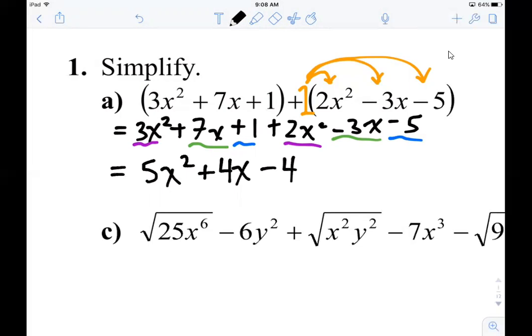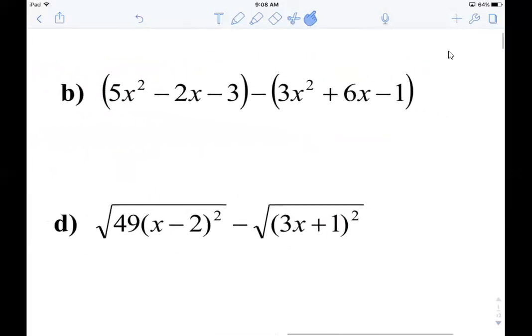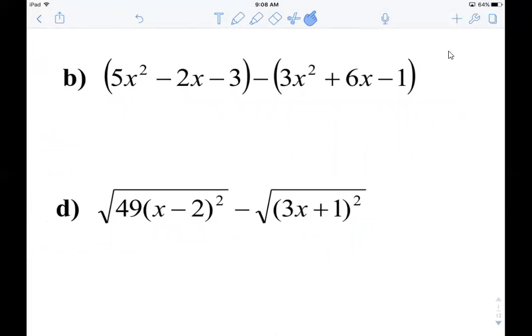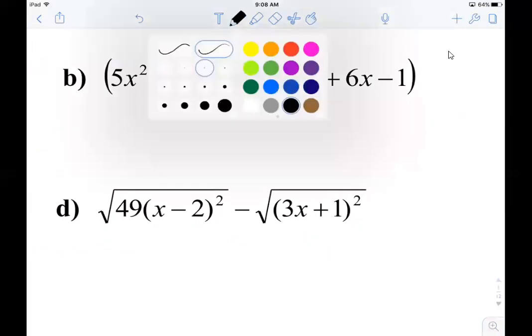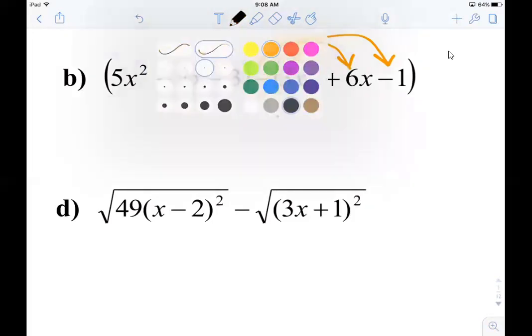So that process hopefully was review for you, and that one is a pretty straightforward example to start with. Let's get slightly more complicated in our second example. So I'll bump over to B here. Now it looks very similar where we've got one big bracket and another big bracket, but now the second bracket is being subtracted. But the idea is the same. Instead of this subtraction symbol, think of it like a coefficient of negative 1 in front of that whole bracket, and multiply negative 1 by each piece inside of it. That distributing step is going to make sure that we get our signs correct.